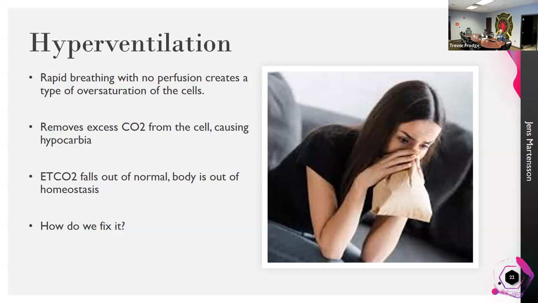We need to get that CO2 to rise. In our previous patient, we wanted that CO2 to fall, but in either case, we want to get back into homeostasis, the 35 to 45. So we know that the reason she's losing CO2 is she's breathing super fast. So how do we fix that?